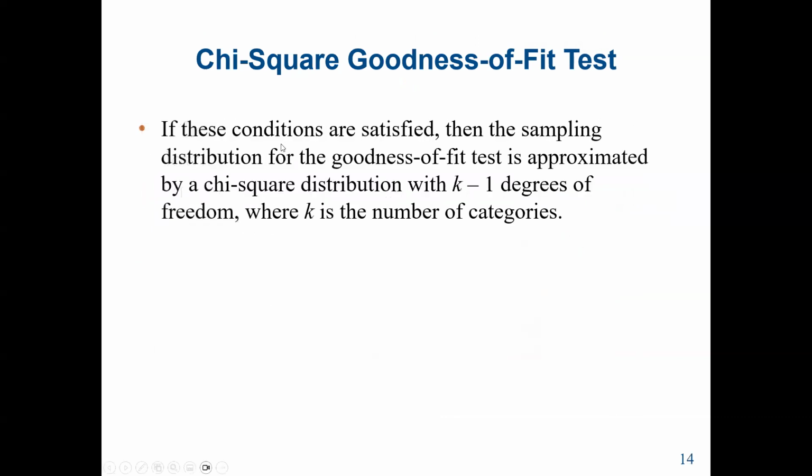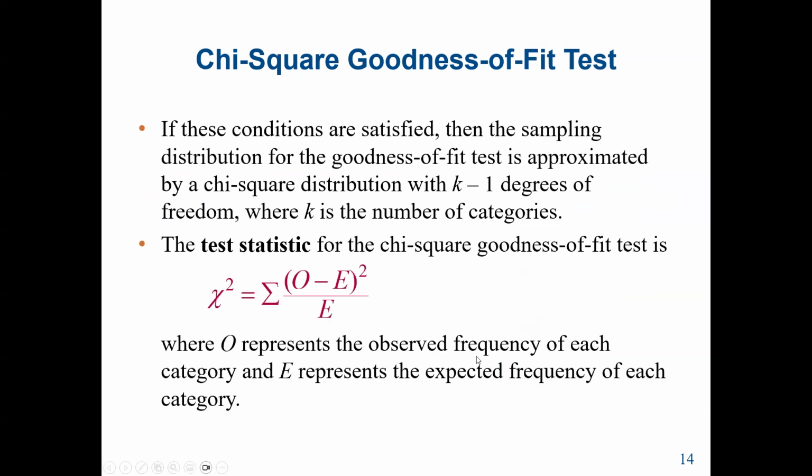So now, if these conditions are satisfied, then the sampling distribution for the goodness of fit test is approximated by the chi-square distribution with k minus 1 degrees of freedom. So k is what? The number of categories. In our case, we have 6 different categories of songs. So k will give us 6 minus 1 for the degrees of freedom.